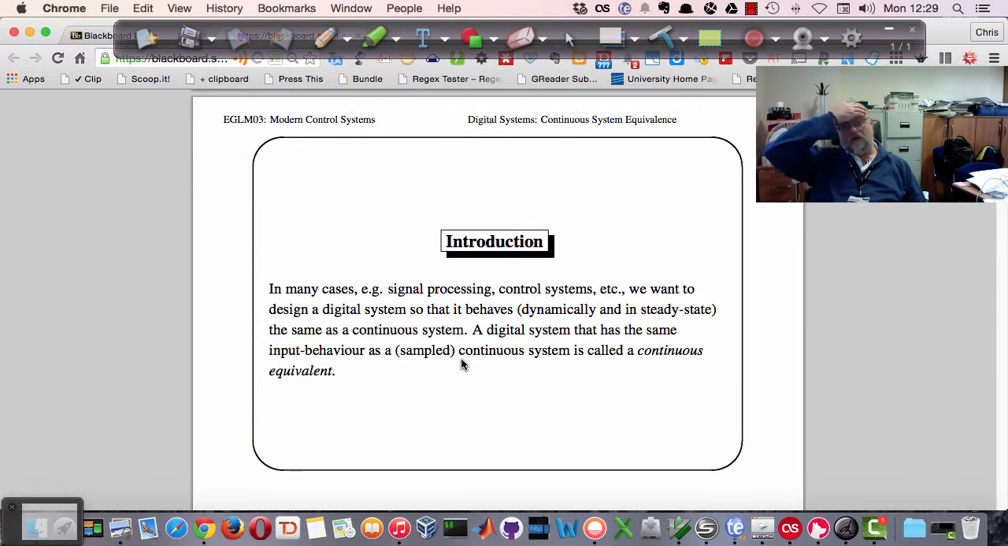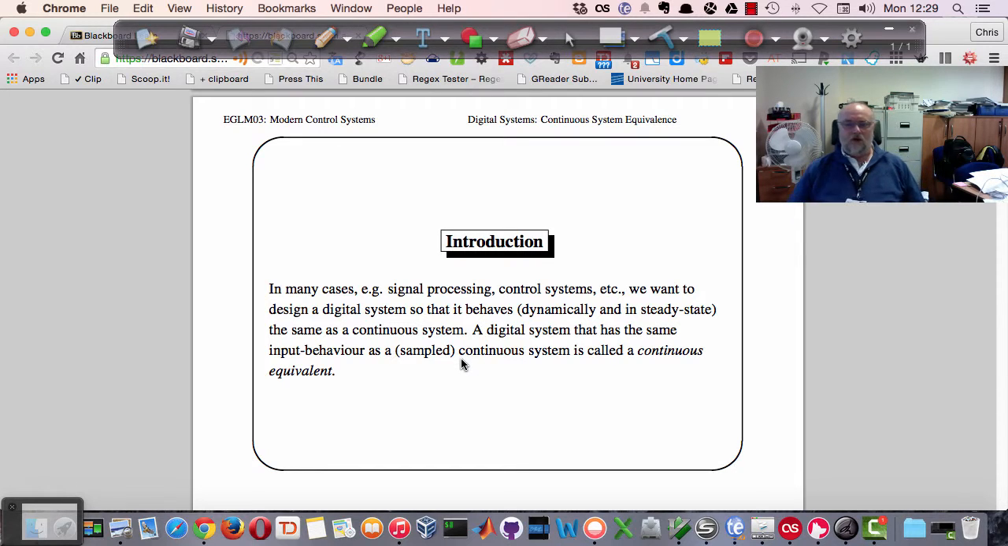So what I'm basically going to talk about today is the case where we've designed a control system or some continuous transfer function in the S-plane, perhaps using root locus methods or frequency response or whatever, and now we want to put that design into implementation using a digital controller, a computer.